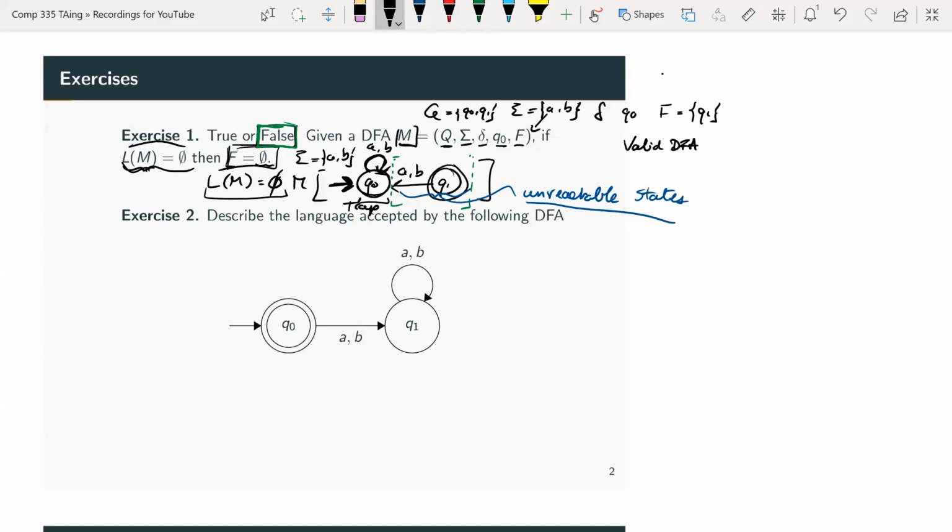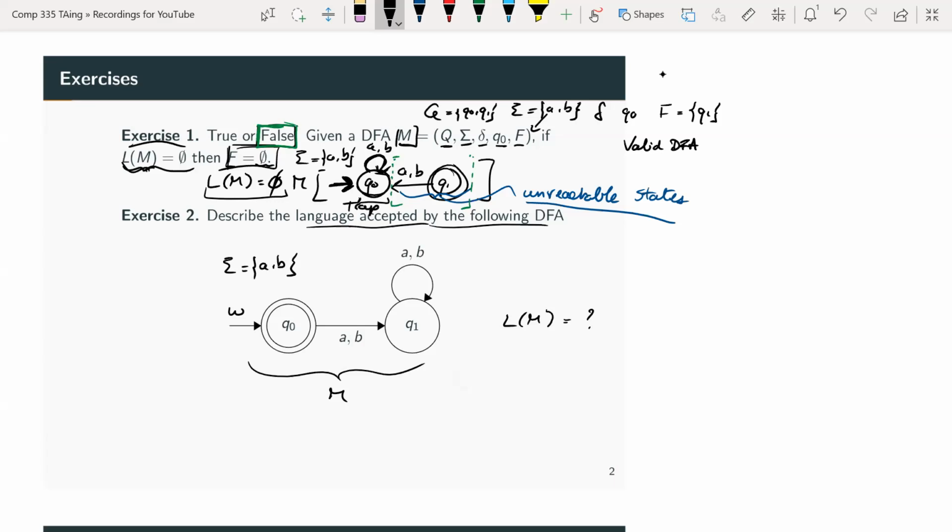Now, exercise 2, we were given a DFA here, a pretty simple DFA. Well, it looked pretty simple, and we wanted to describe the language accepted by the DFA. So if this was M, we wanted to know what L of M was. In this case, we see that our initial state, Q0, is a final state. Suppose W is any string over our alphabet; in this case, we need to assume our alphabet is {A, B}.